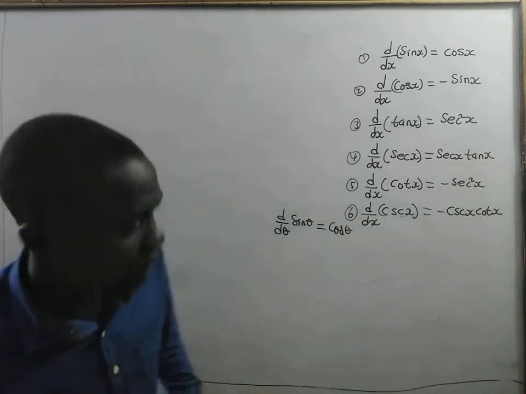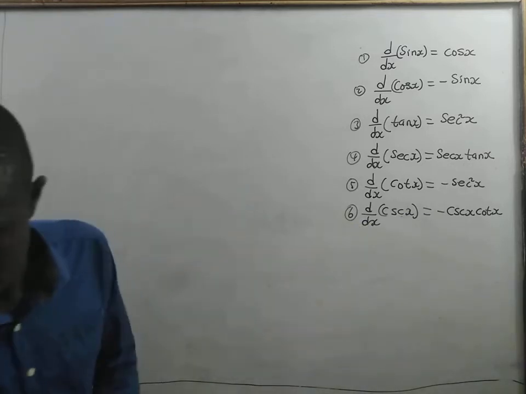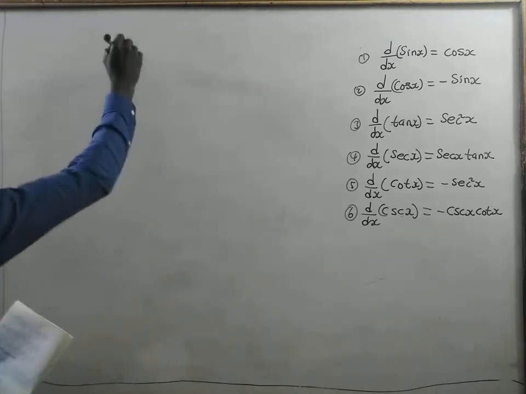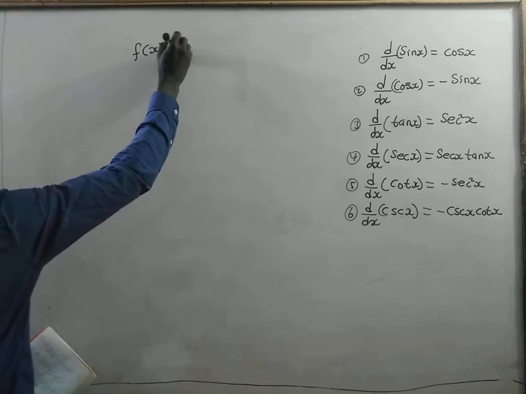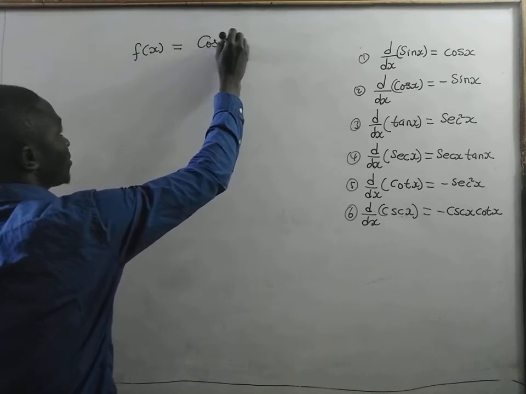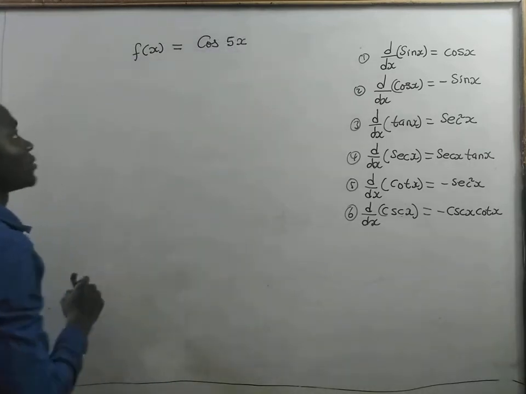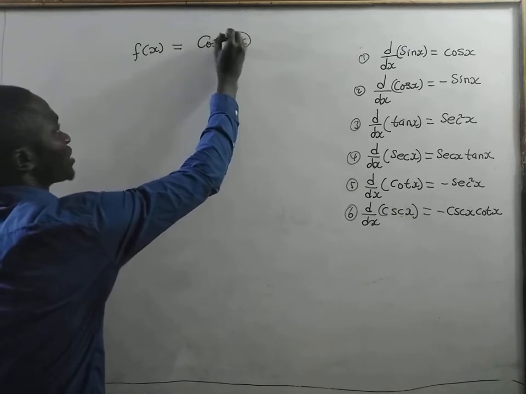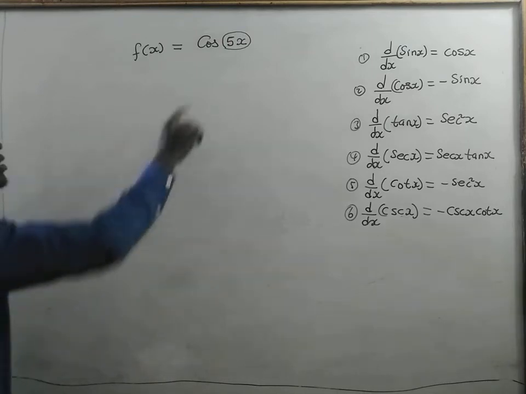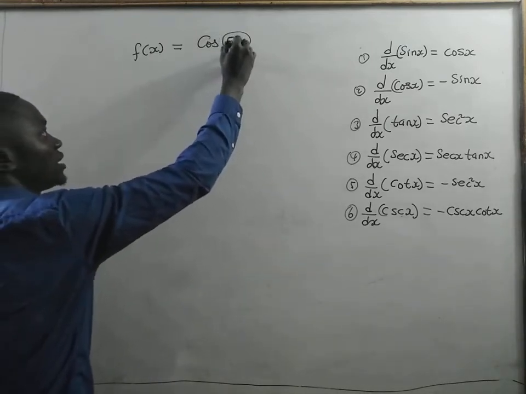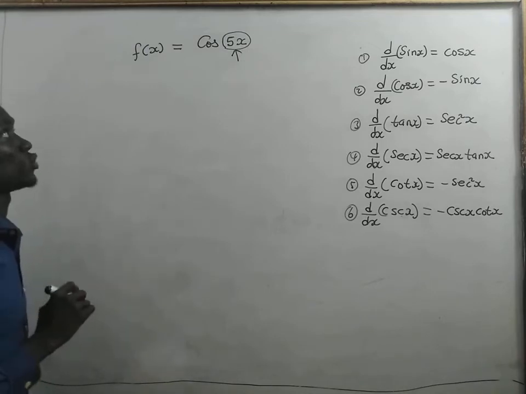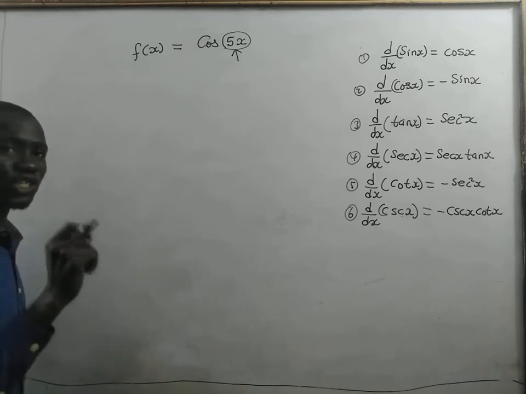Okay. Now, let's take some questions here. I have 6 questions here to improve your understanding. Let's take f of x to be equal to cosine 5x. Now, here, the angle is 5x. So this is a composite function because the cosine is also containing another function, that is 5x. The angle there is a function. So we are going to use the chain rule.